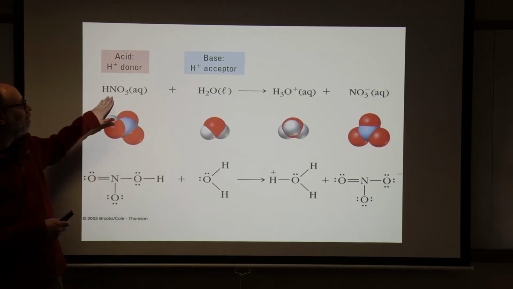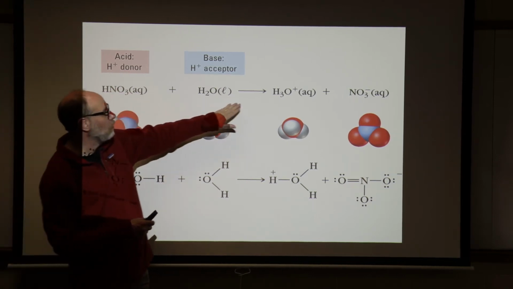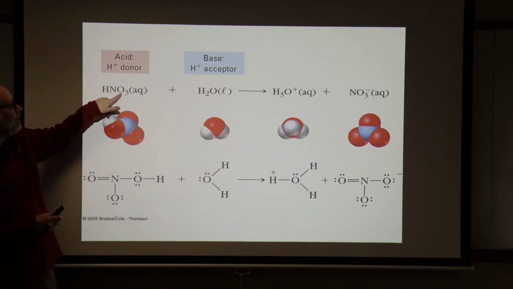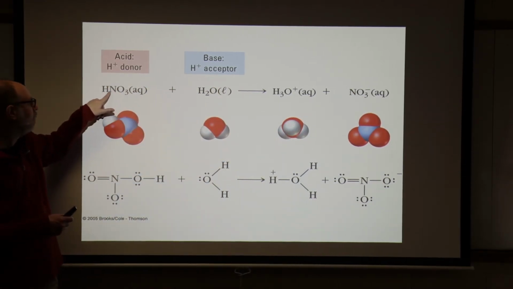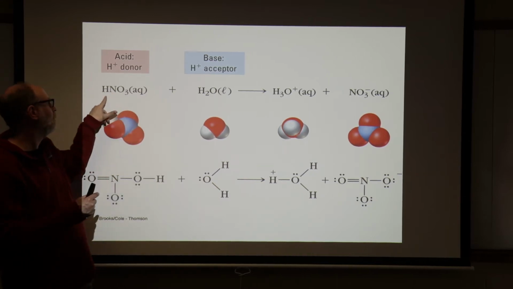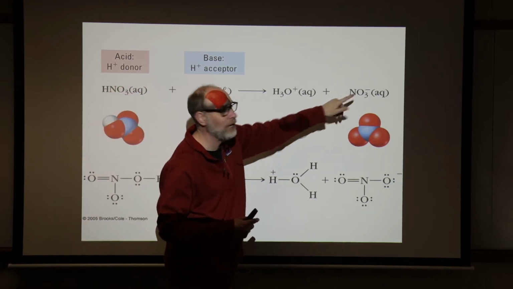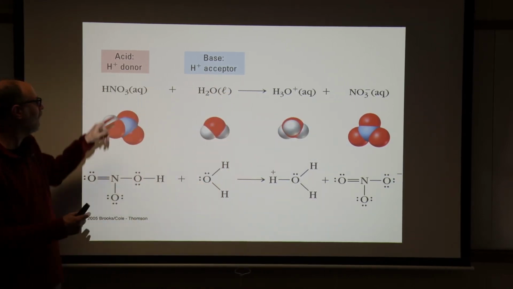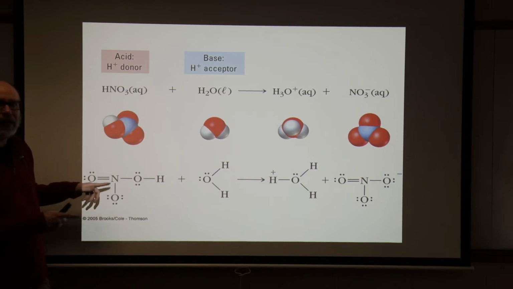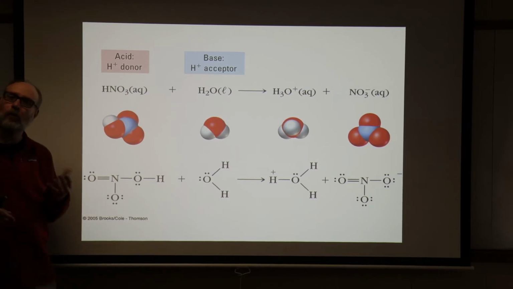Now, when we have an acid, it's going to donate that proton to water to produce H3O+ and an anion. Here the anion is nitrate because this is nitric acid. So nitric acid, which is a strong acid, donates its proton to water to form H3O+, and the anion that's left over is nitrate because the acid that we're starting with is nitric acid.